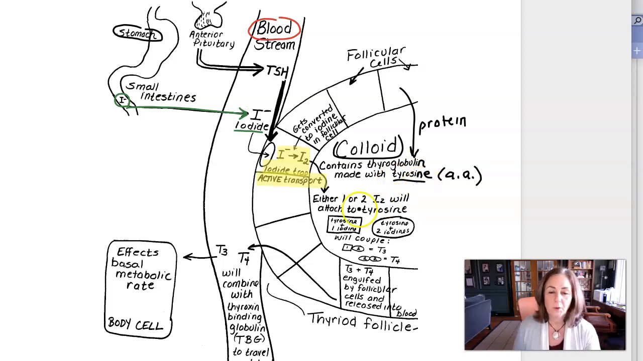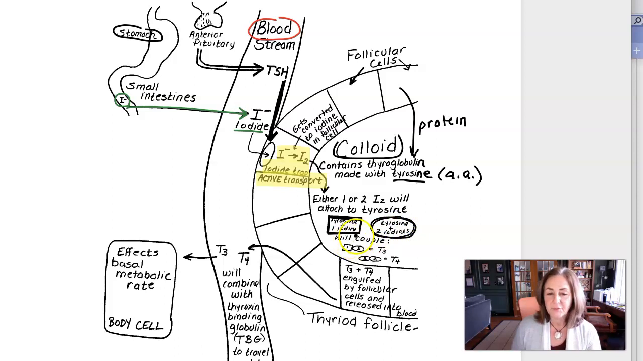And then what will happen is either 1 or 2 iodine atoms will attach to the tyrosine, and this is going to give us our building blocks. And so what I did is I just used shapes. Okay, hopefully this makes sense. So here I have 1 iodine attaching, so that's monoiodotyrosine. Or if you get 2 iodines attaching to the tyrosine, that's called diiodotyrosine.